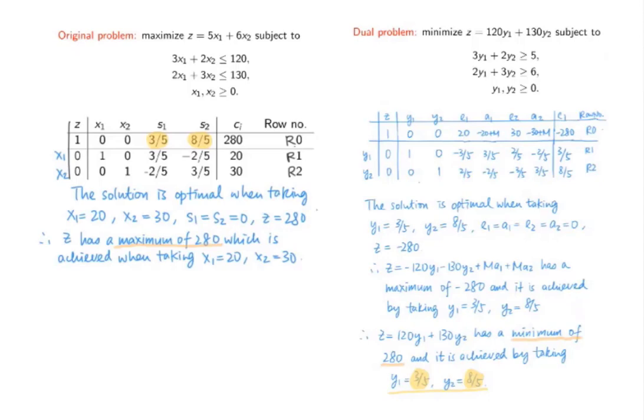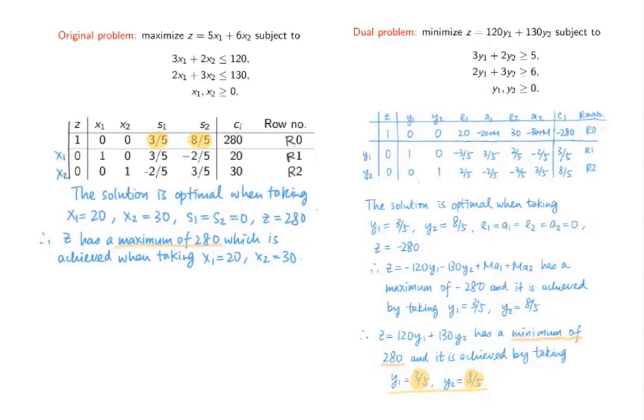The results match what we expected. The optimum value of the objective function achieved by the dual problem is having a minimum value of 280, and this value is the same as the maximum value of 280 obtained from the original linear programming problem.